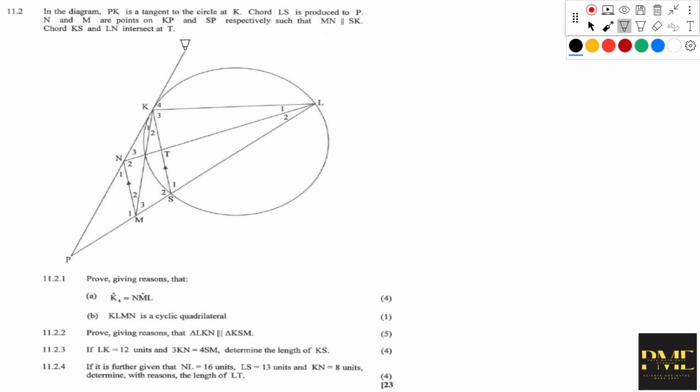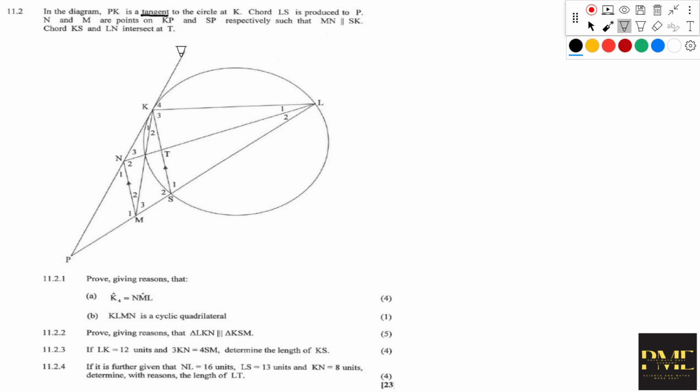Okay, right. So in the diagram, PK is a tangent to the circle at K. We see here that they tell us PK is a tangent to the circle at point K. When we see the word tangent, automatically we start thinking of the tan chord theorem, we start thinking of tangent perpendicular to radius, we start thinking of tangents being equal in length when they come from the same point.